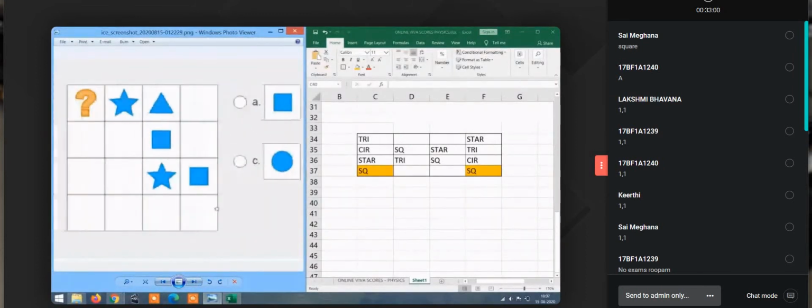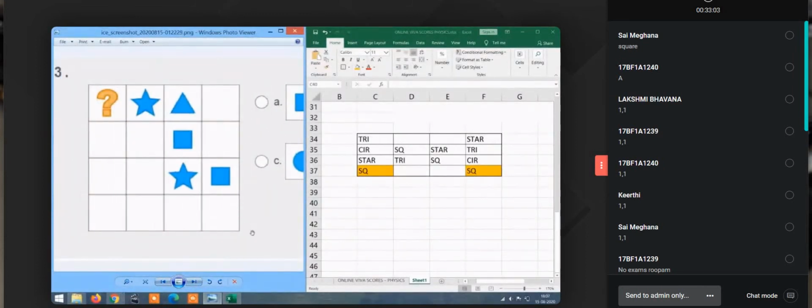Right? So I'm not showing the options, guys. You know what the options are, right? The same 4 symbols. So what will come in place of the question mark?